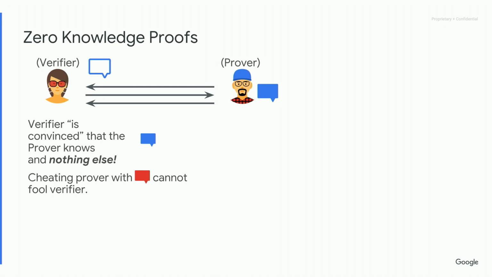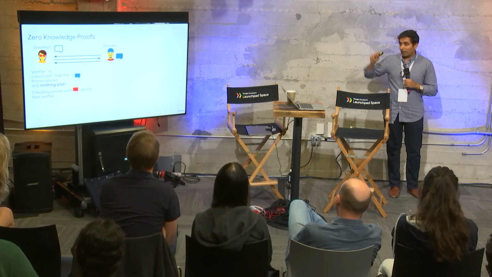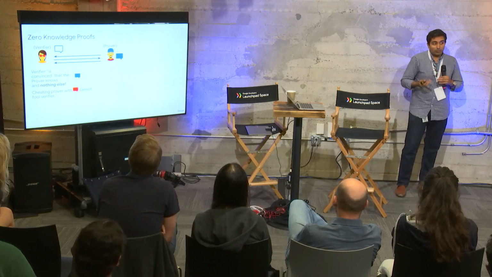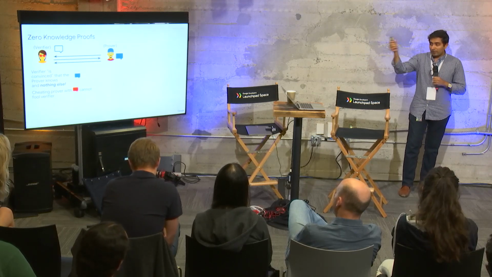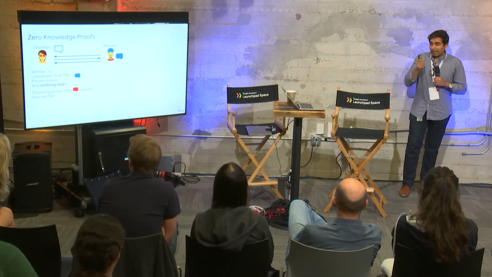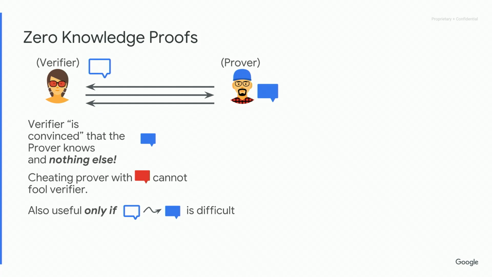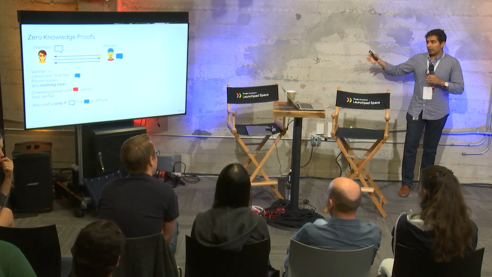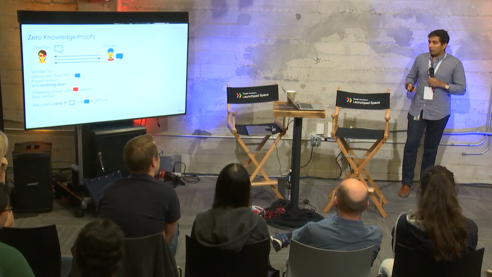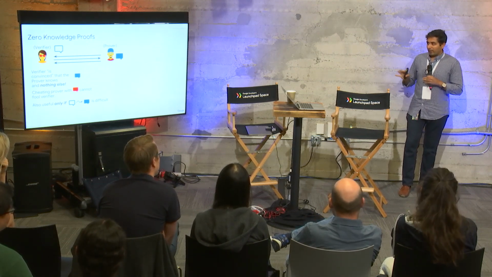More precisely, what do you mean by is convinced? It means that cheating provers, someone who claims, oh, I have the blue value, but actually they're working with the red value and don't know what the blue value is themselves, cannot convince a verifier by running this protocol that they actually have the blue value, okay? Also, this is useful only if you can't go from this public value to the secret value very easily. If it's very easy to do it, then you don't need to worry about zero knowledge. You just don't care about whether the verifier has learned the blue value or not, because anyone can learn the blue value.